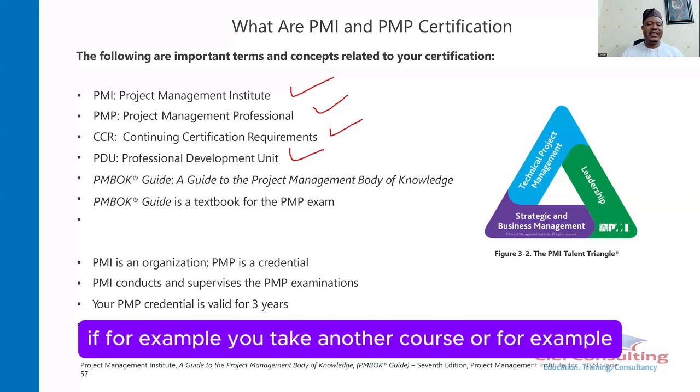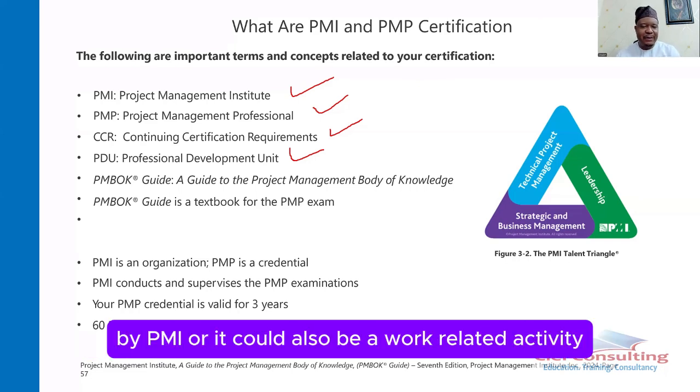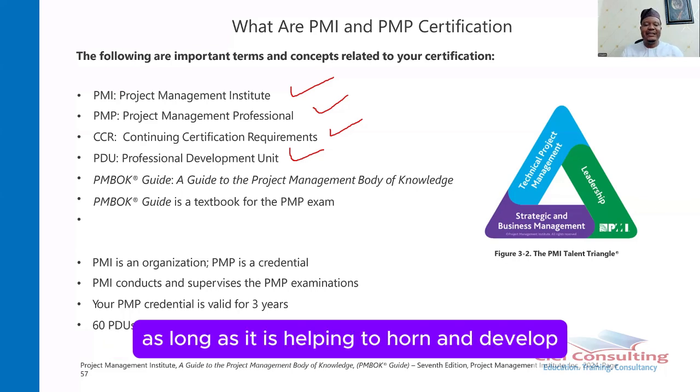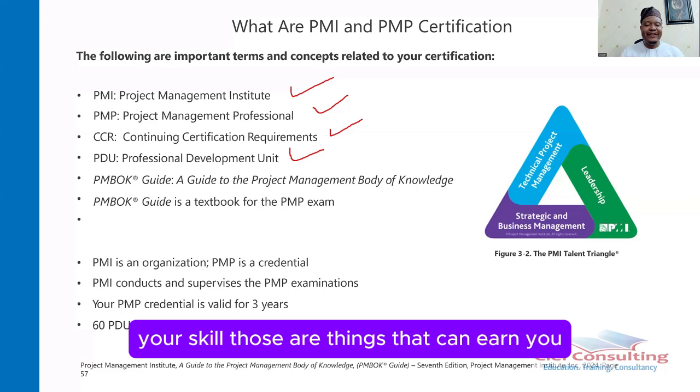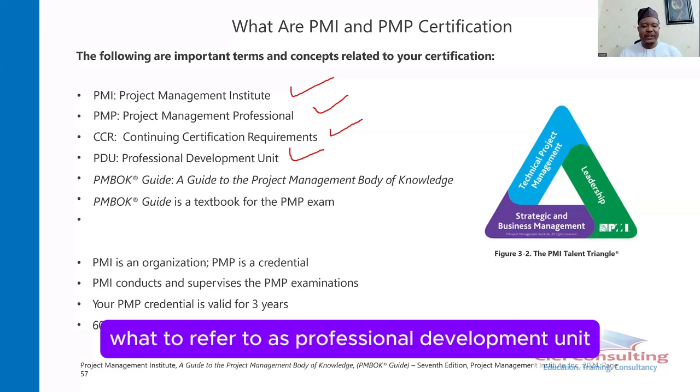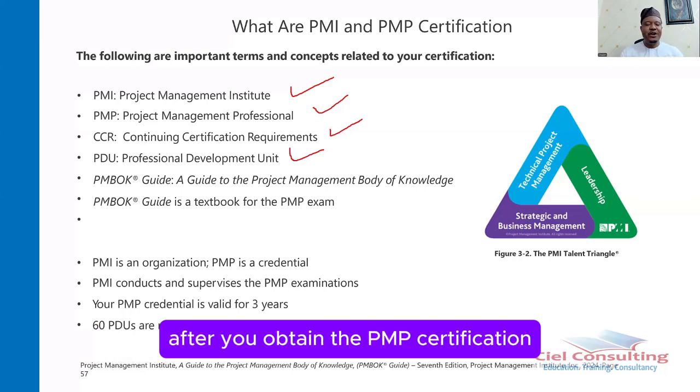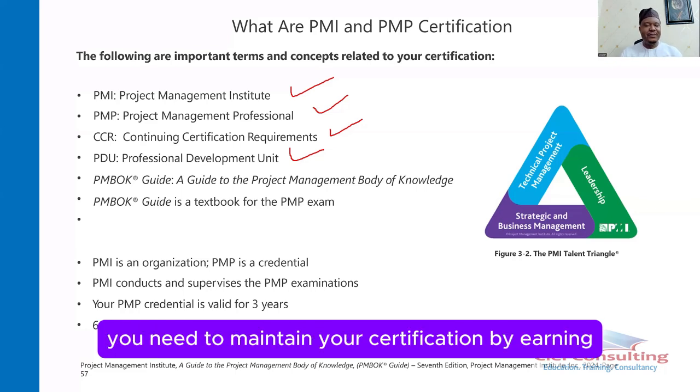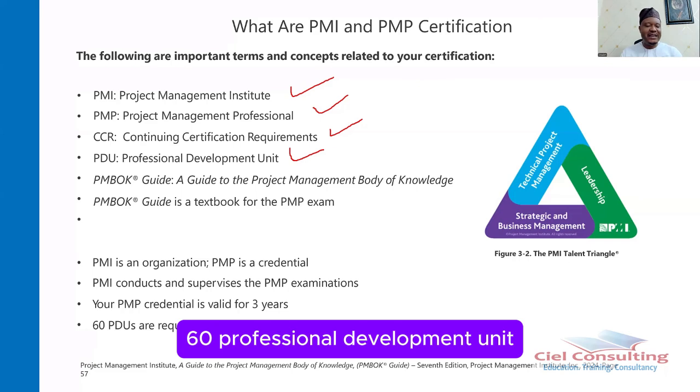If, for example, you take another course, or for example, you take part in an event organized by PMI, or it could also be a work-related activity, as long as it is helping to hone and develop your skill, those are things that can earn you what we refer to as professional development unit. After you obtain the PMP certification, you need to maintain your certification by earning 60 professional development units every 3 years.